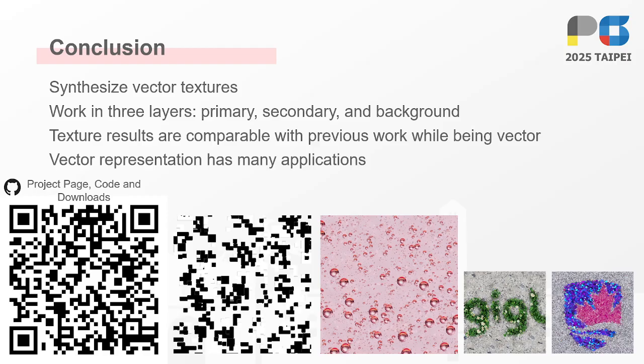In conclusion, we synthesize vector textures. This is done in 3 layers: primary, secondary, and background gradient field. Our texture results are comparable with previous work while being purely vector, and we show how our vector representation has many applications. We also have a QR code which will take you to our project page, which has code and downloads, as well as a QR code that our algorithm attempted to generate, and a few other results.